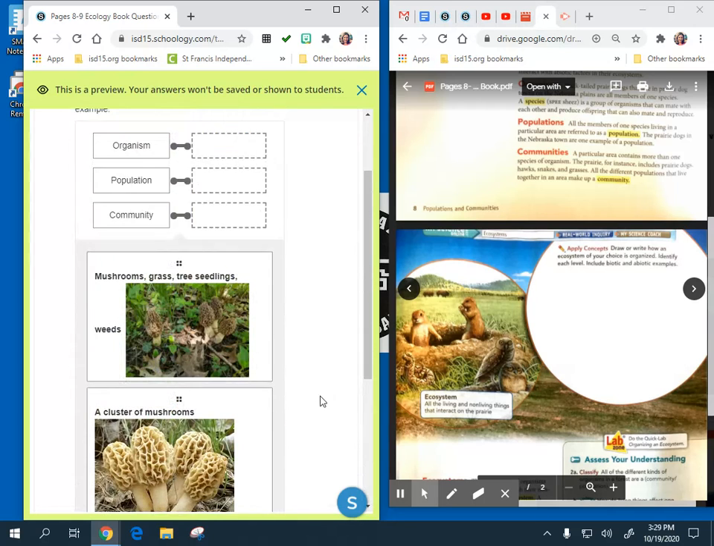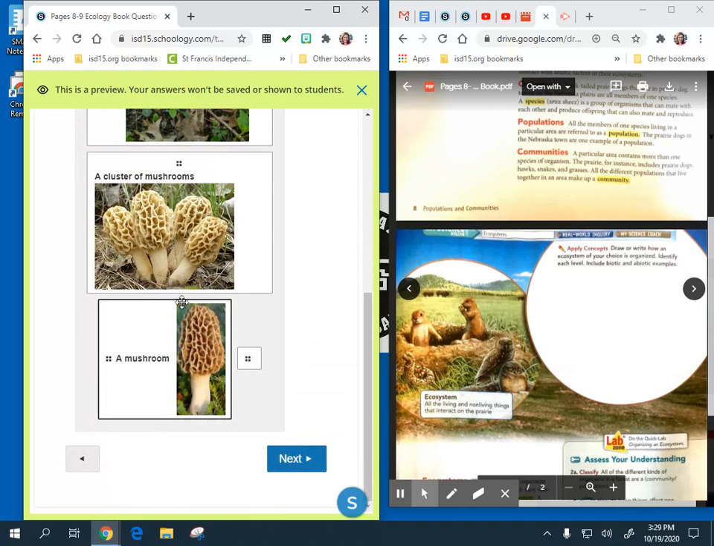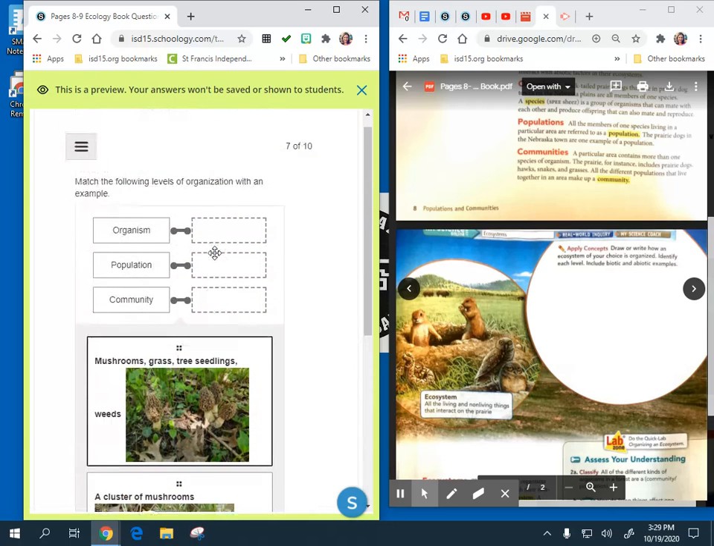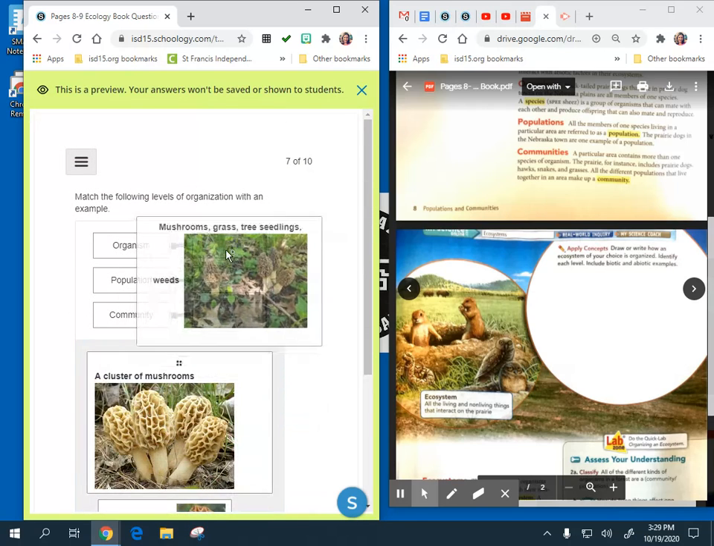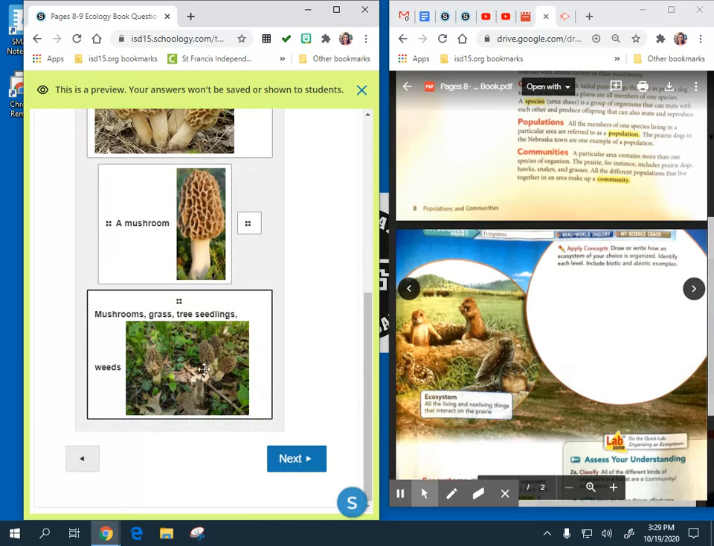Number 7, same thing. We got organism, population, community. We have an individual mushroom, we have a group of mushrooms, and we have mushrooms, grass, trees, and weeds. Which one is an organism? You have to, again, drag and drop here. Which one is an organism? Which one is a population? Which one is the community?